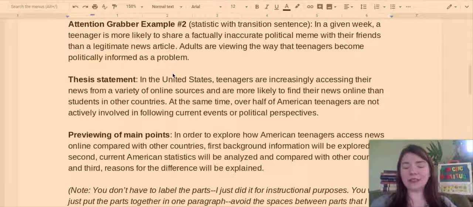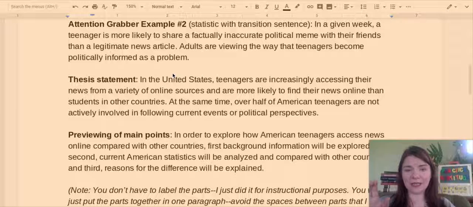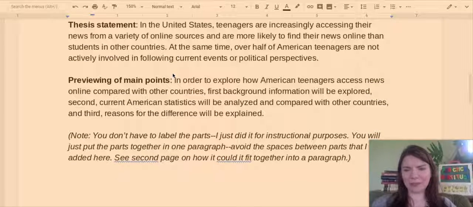All right, then in your introductory paragraph, you have a thesis statement. This was mine. In the United States, teenagers are increasingly accessing their news from a variety of online sources and are more likely to find their news online than students in other countries. At the same time, over half of American teenagers are not actively involved in following current events or political perspectives. Okay, so that's my thesis statement. That's the argument I'm making in this paper. This was actually a paper I was writing for a class last year, so you're kind of stuck with it.